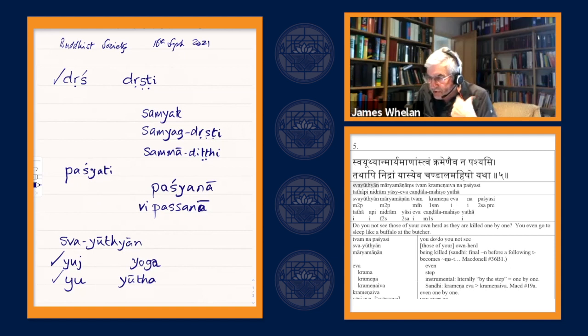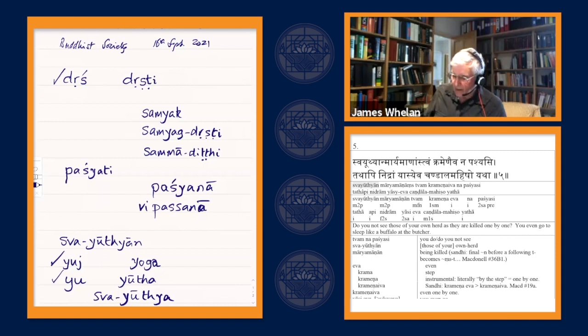So a yuta, a swayut, and a yutya means somebody, a herd member, a member of the group is a yutya. If you put swa, swa means self. So a swayutya is like a member of your own group, a member of your own herd.